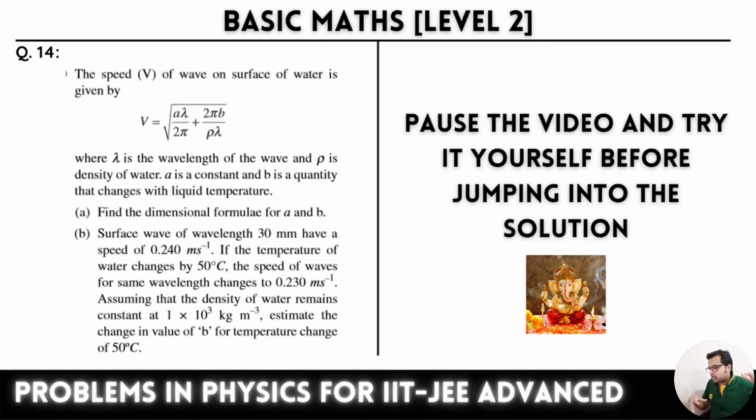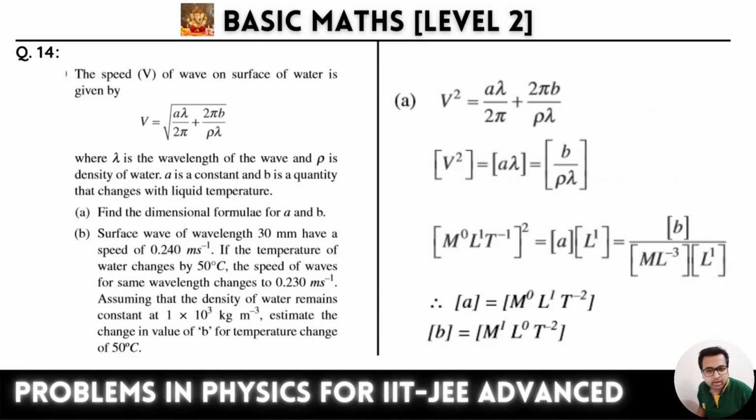When the temperature changes by 50, let us suppose temperature is increased by 50, the speed changes to 0.23. Assuming that the density of water remains constant with temperature, estimate the change in value of b for temperature change of 50 degrees Celsius. So it is a very interesting question. Please pause the video and try it yourself before jumping into the solution. Okay, I hope you are done with the problem and you have got the solution. So let's look into the solution.